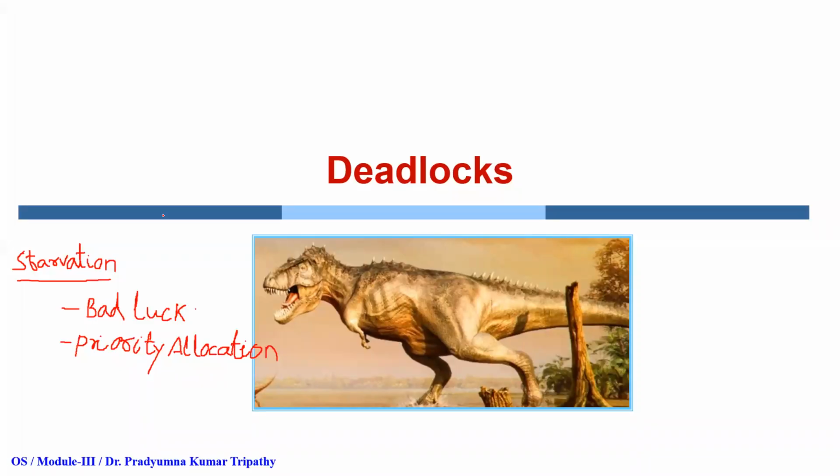I will give the example of deadlock. So for the time being, starvation occurs because of bad luck or priority allocation. Now the question is: how to avoid this bad luck?